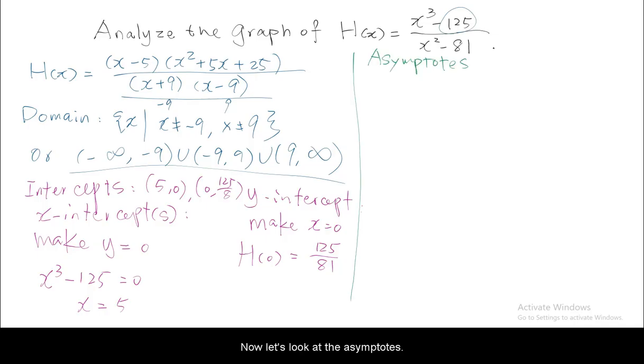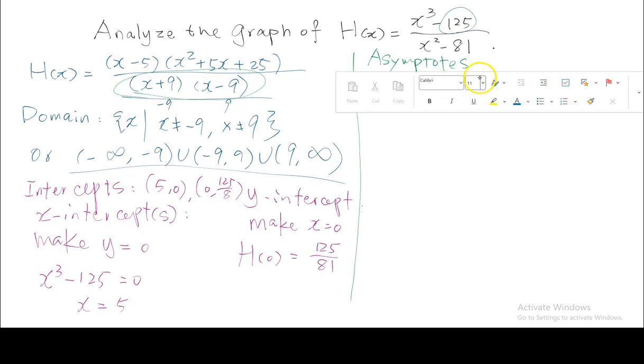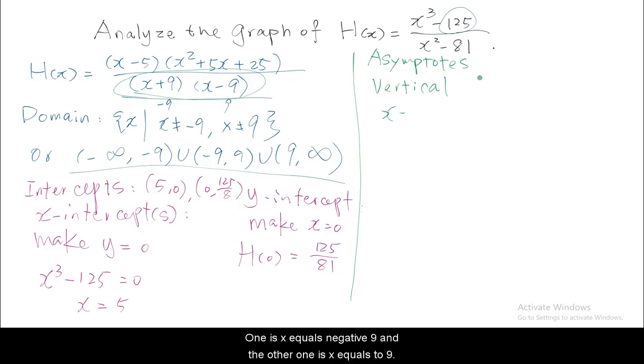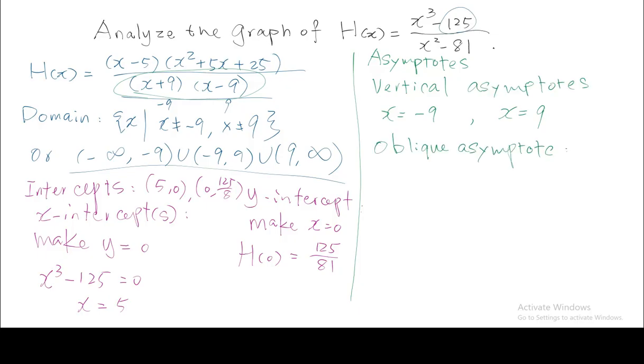Now let's look at the asymptotes. For vertical asymptotes, we will look at the denominator, which is x plus 9 and x minus 9. That will give us two vertical asymptotes. One is x equals negative 9, and the other one is x equals 9. And since the degree of the top is 3, and the degree of the bottom polynomial is 2, that means we have an oblique asymptote because the degree of the top is 1 more than the degree of the bottom.